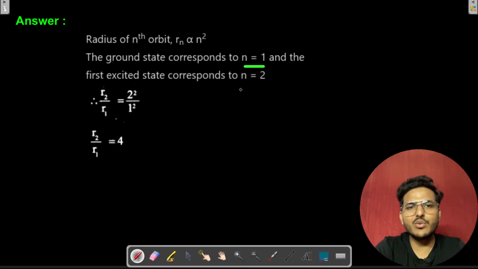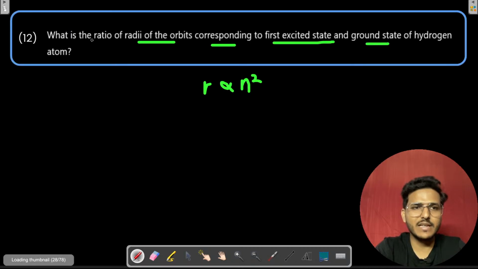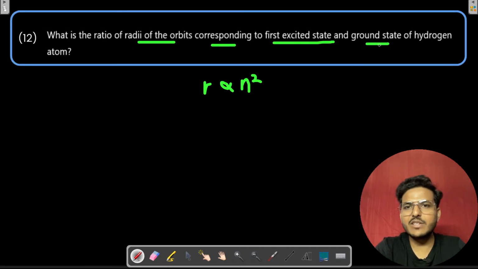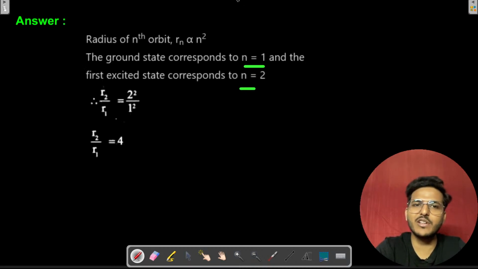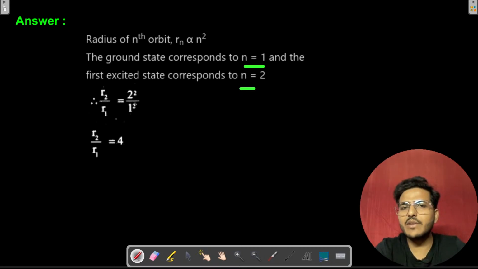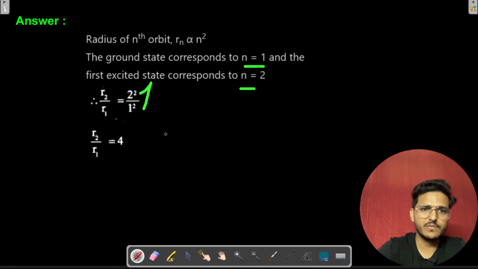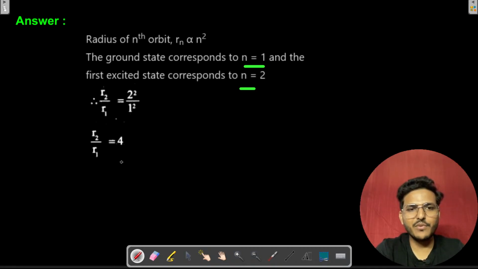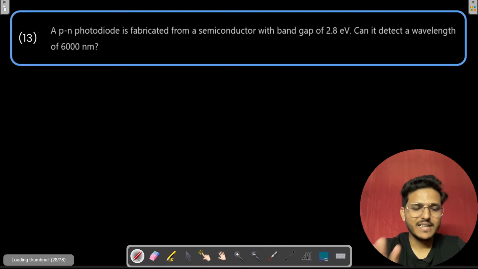Ground state to first excited state means n equals 1 to n equals 2. So R2 upon R1 is n square, that is square of 2, 4 upon 1. Okay. Now moving to next.